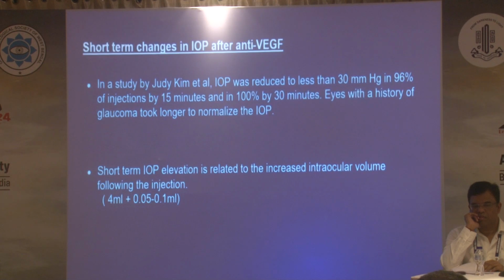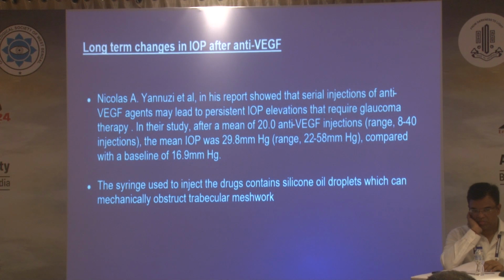To discuss, in short-term changes of IOP, it has been shown in various studies that the IOP reduces to less than 30 mmHg in 96% of the injections by 15 minutes and in 100% by 30 minutes. The eyes with a history of glaucoma took longer to normalize. The short-term variation in intraocular pressure is related to the increased intraocular volume following the injection, whereas in long-term studies, it has been shown that serial injections of anti-VEGF may lead to persistent IOP elevations that might require glaucoma therapy.